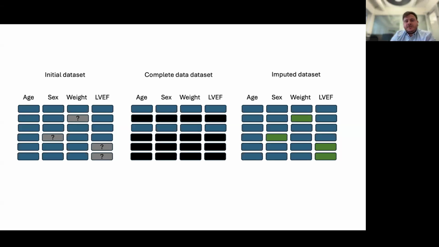And you might have a patient who can't have a cardiac MRI because they're claustrophobic, for example. I'll just briefly mention this because we're running out of time. When you have a data set, imagine each row here is a patient, each column is a variable.